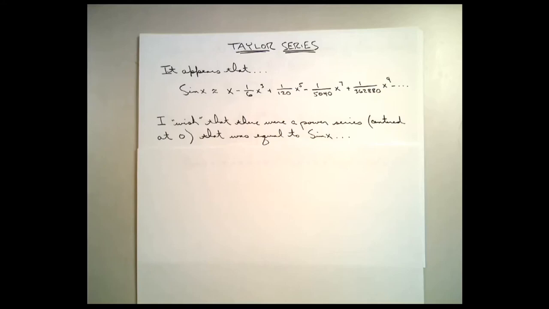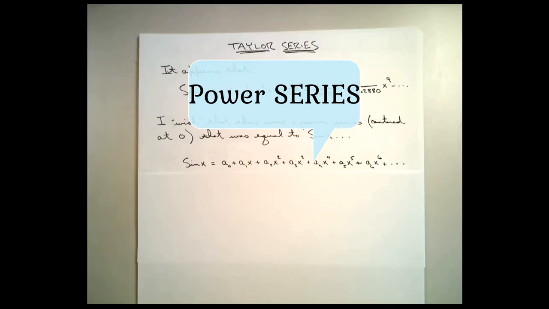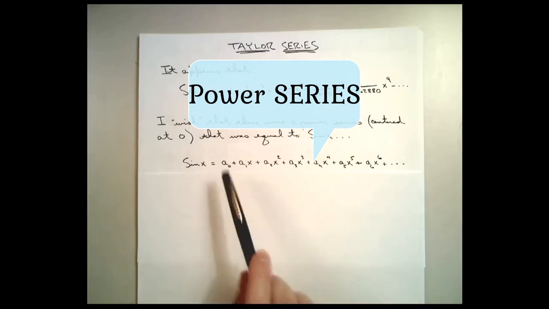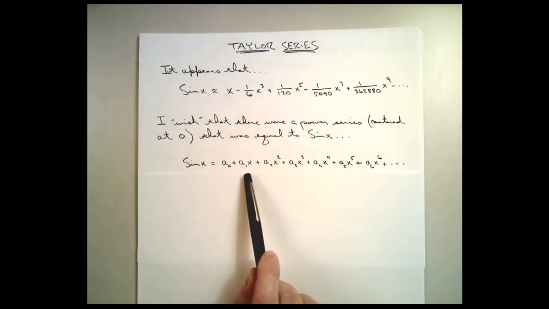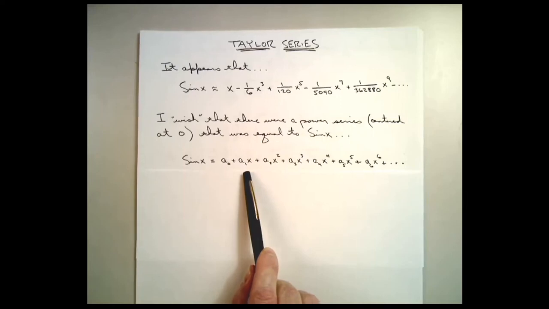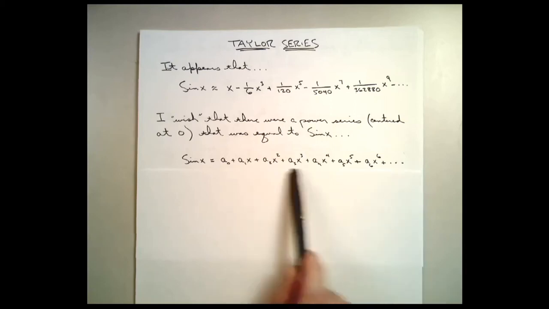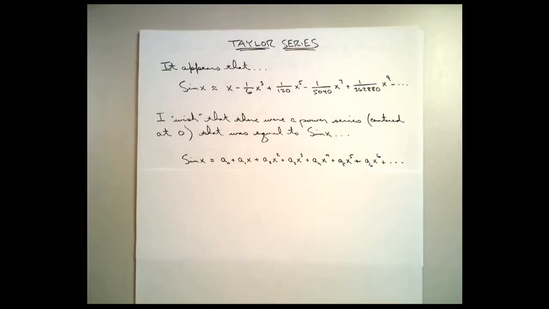And so I'd like to see if I can find a power series centered at 0 that's actually equal to sine of x. So the first consequence of my wish is this, that sine of x is equal to, well, here's the most generic power function that I can write down. I've written down a term for a constant, a term for a first degree function, a power 1, power 2, power 3, and so on. And the question is, what are these coefficients going to be?